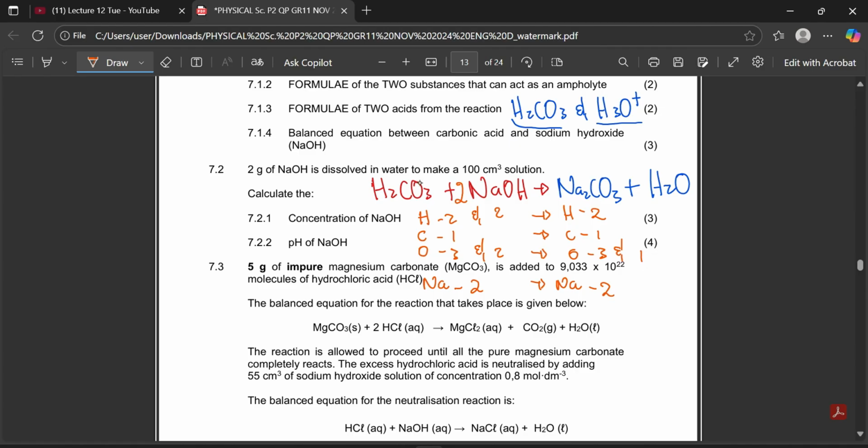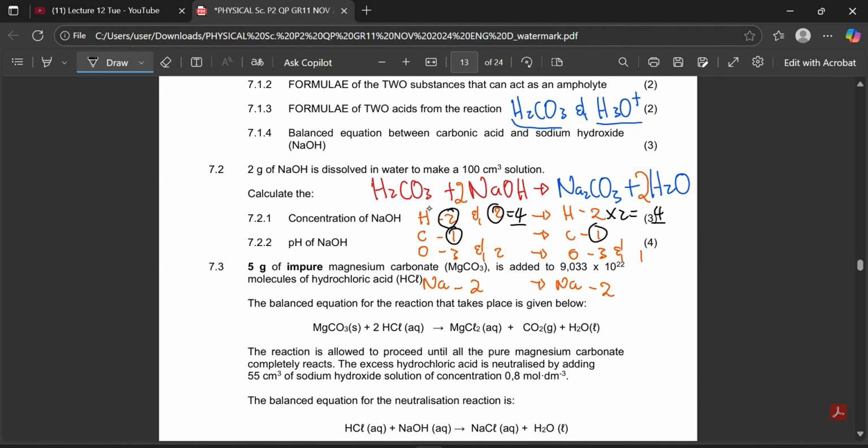Okay, so now we need to start balancing. Notice something. I can just put my stoichiometric coefficient 2 here because I multiply that guy by 2 and I get 4. And you notice that 2 plus 2 gives me 4. So my hydrogens are balanced. Cool. Are my carbons balanced? Yes, my carbons are still okay.